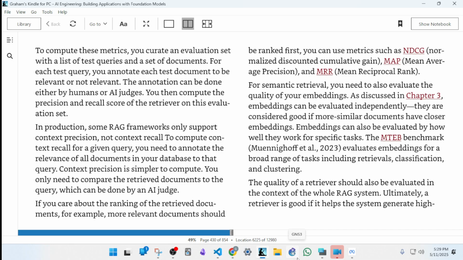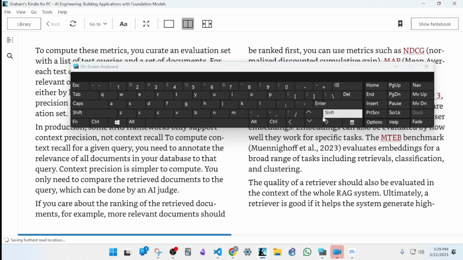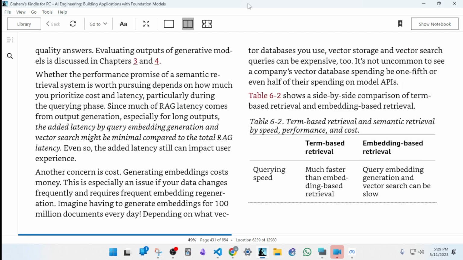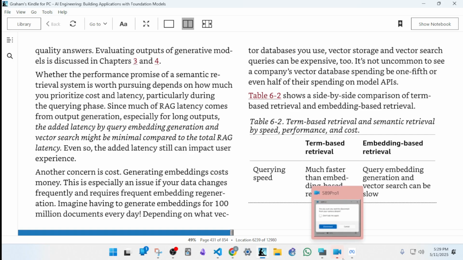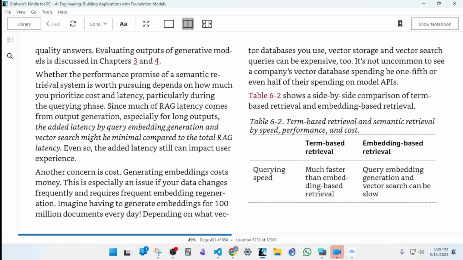The quality of a retriever should also be evaluated in the context of the whole RAG system. Ultimately, a retriever is good if it helps the system generate high quality answers. Evaluating outputs of generative models is discussed in chapters 3 and 4. Whether the performance promise of a semantic retrieval system is worth pursuing depends on how much you prioritize cost and latency, particularly during the querying phase.